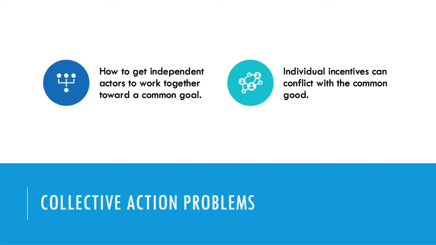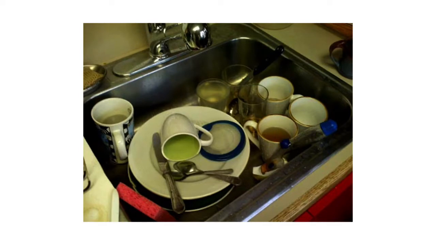A collective action problem is a problem where you have a bunch of people acting independently who would benefit from working together towards a common goal. The problem is that everyone's individual incentives encourage them to act the wrong way. The classic example of this is a shared kitchen.